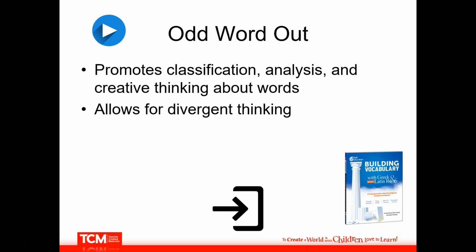So think back to all your years of teaching, and you know you've had at least 1 or 2 students that when you ask a question, sometimes they give you an answer or a response that's just way out of left field. Well, we consider those divergent thinkers. And in a strategy like odd word out, this is where those particular types of students really shine.